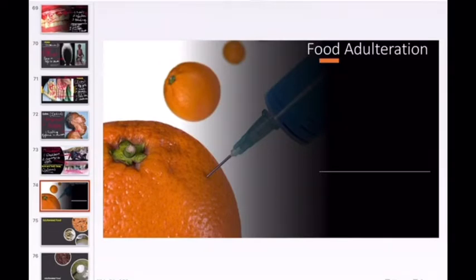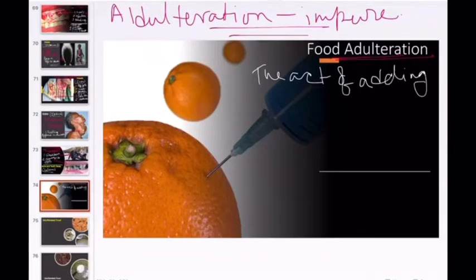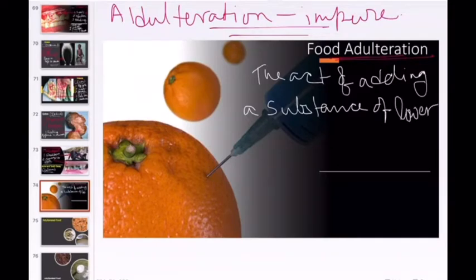Okay? Adulterated. What is adulteration? Food adulteration. What does the word adulteration mean? Adulteration means impure. So when you try to make the food impure by adding some extra thing which is not there in the food, which is not good for that particular food, then we say food adulteration. So how do we define food adulteration? It is the act of adding a substance of lower quality that is harmful.